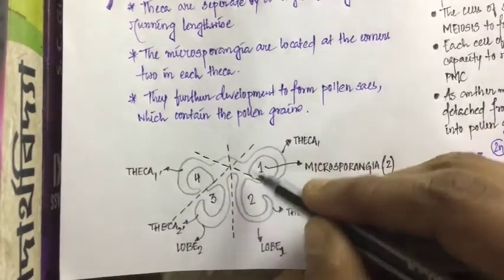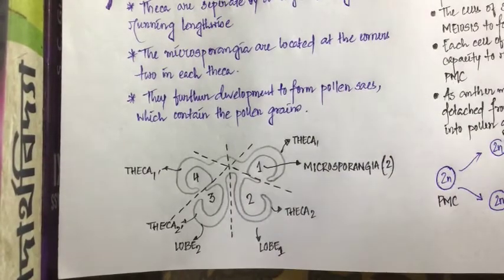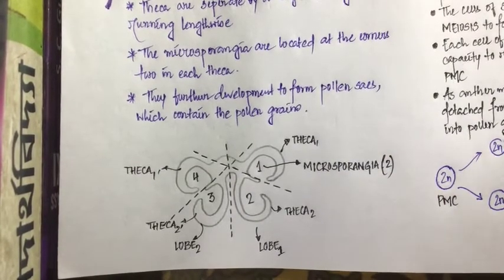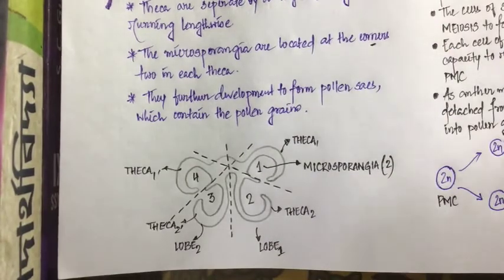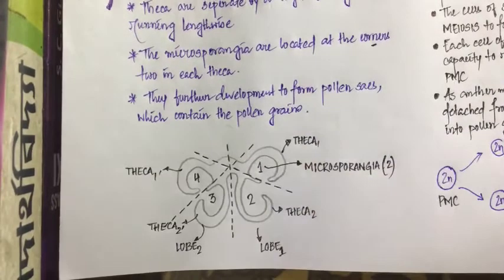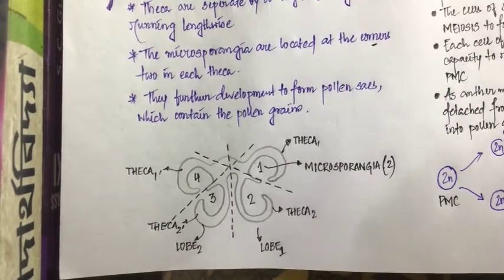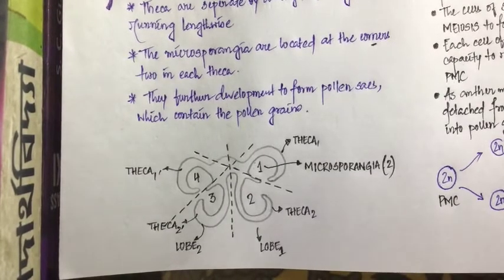Inside each of these theca, how many microsporangia are found? There are 2 microsporangia. Where are they found? They are located at the corners. Each theca contains how many microsporangia? 2 microsporangia. What is the function of these microsporangia? These microsporangia will further develop into pollen sacs which will contain the pollen grains.